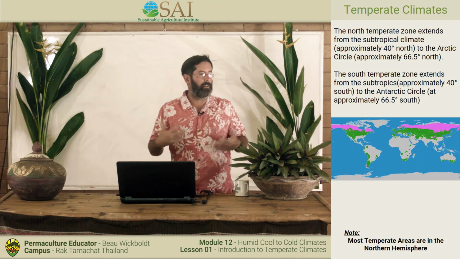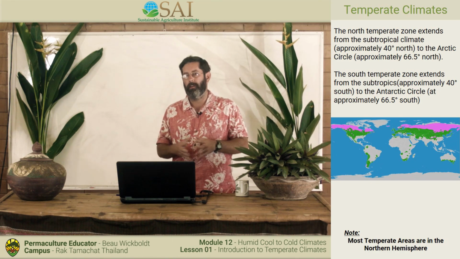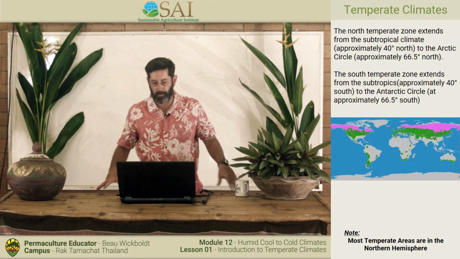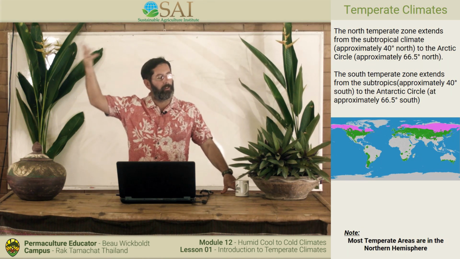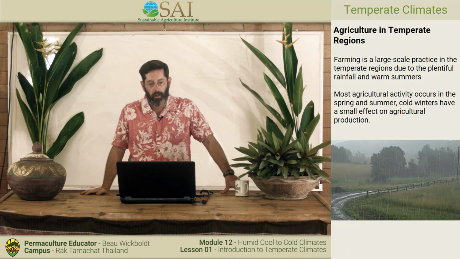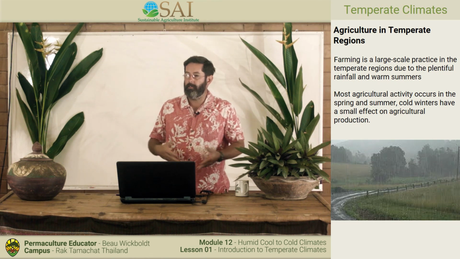So most areas that we know of in the northern hemisphere comprise the temperate climates, and a lot of people interested in permaculture actually come from temperate climates, both north and south of the hemispheres. So we'll look at agriculture in these temperate regions.